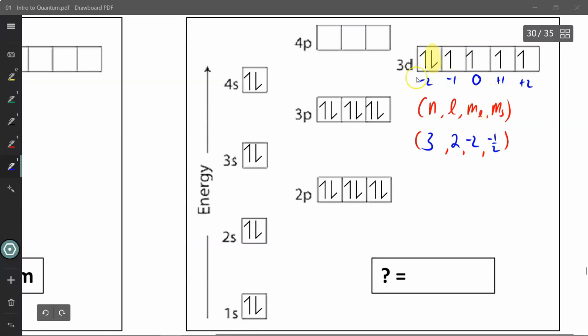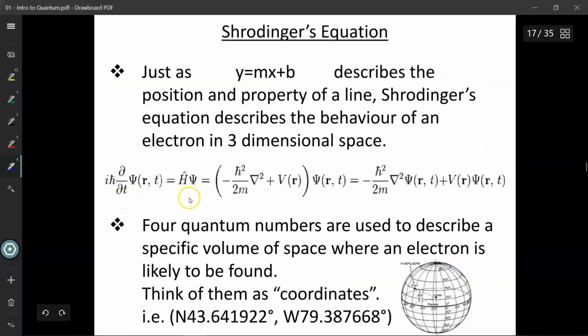Alrighty, so that's how we identify the 4 quantum numbers for any electron in an atom. And once you have the 4 quantum numbers for a specific electron, you can then plug it into Schrodinger's equation, which will allow you to predict the properties and characteristics for that specific electron.